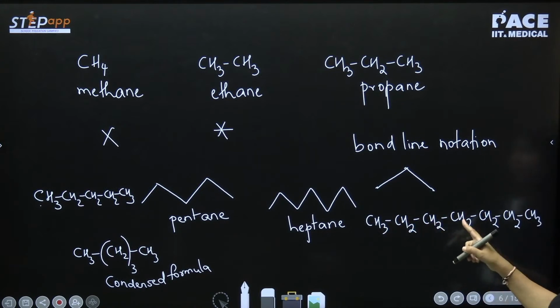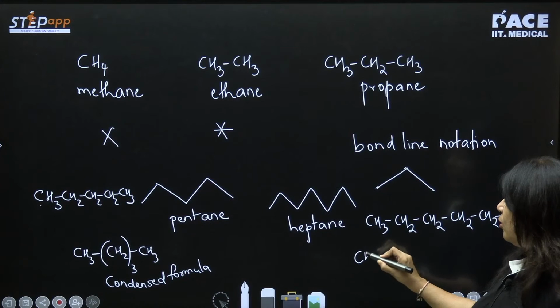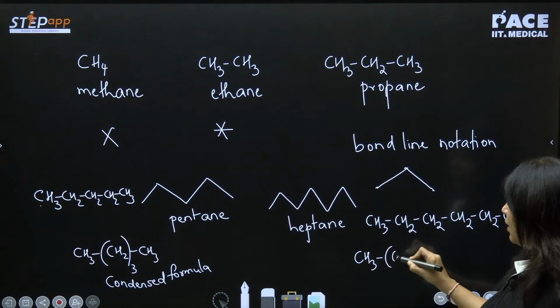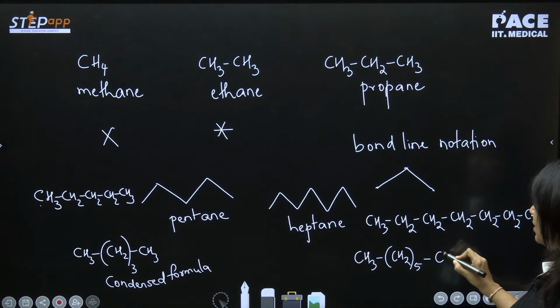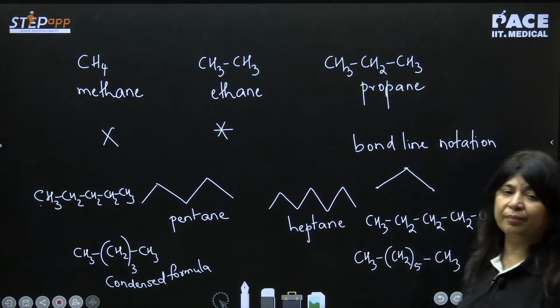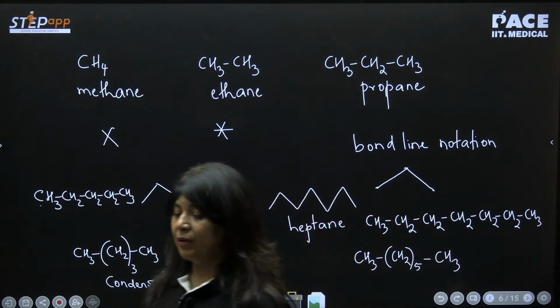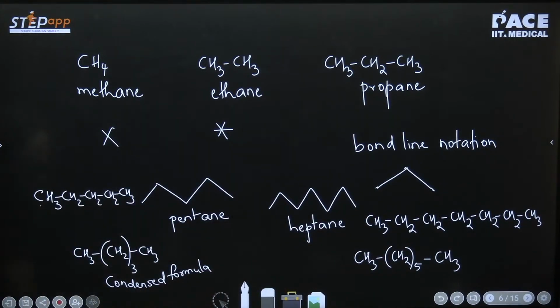One, 2, 3, 4, 5, 6, 7. And I also show the condensed formula of heptane, as the CH2 group here is repeated 5 times. So this is the condensed formula of heptane. Okay. So this is how the naming of alkanes is done.